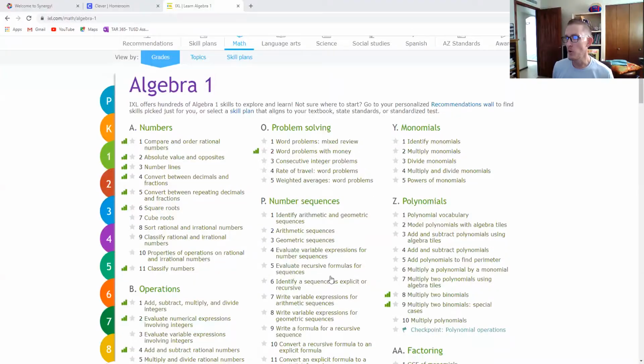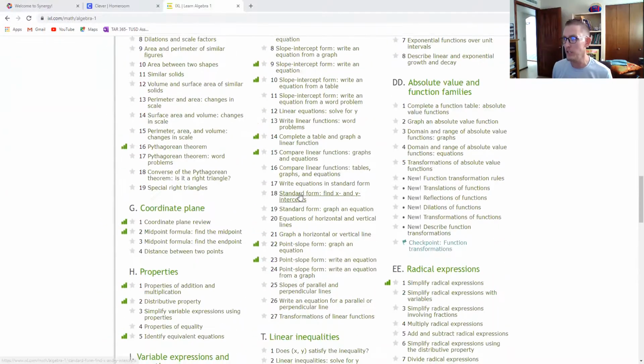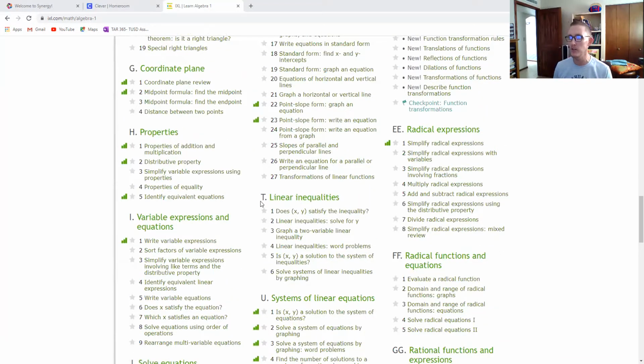Let's see what this section is going to look like when we have to do it on the computer, because this is where you're going to have to really understand the interface of IXL. So let's go ahead and share our screen here for IXL. So for linear inequalities, here's linear functions. Linear inequalities is the letter T.